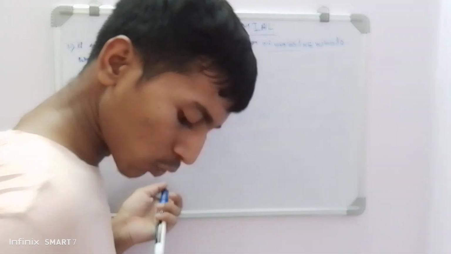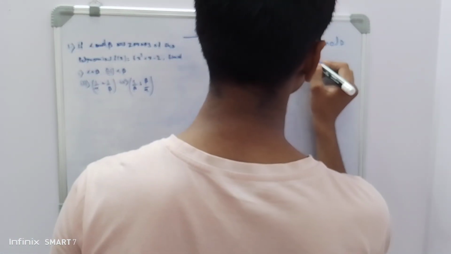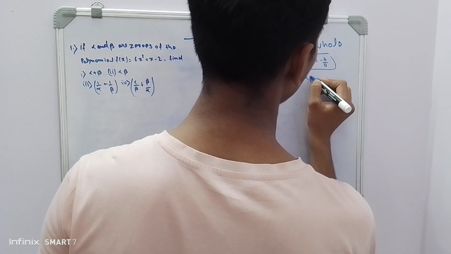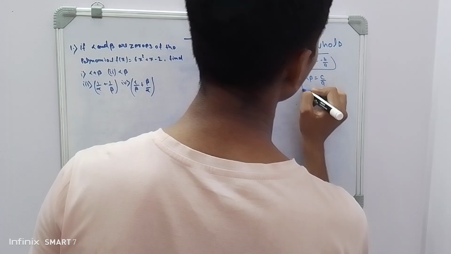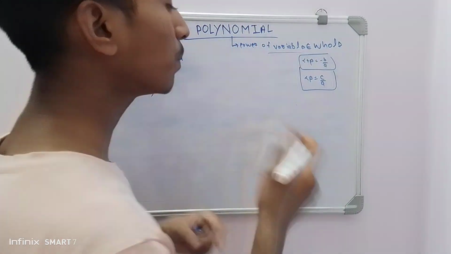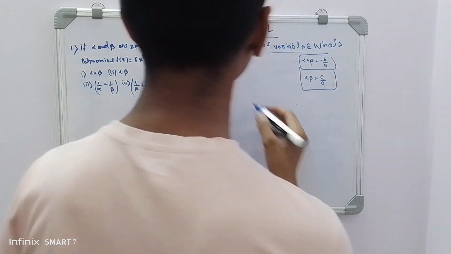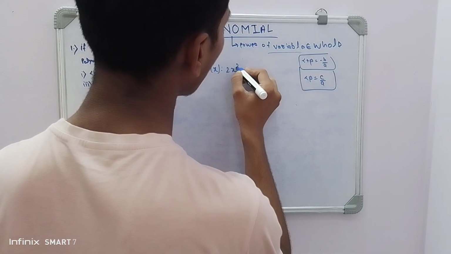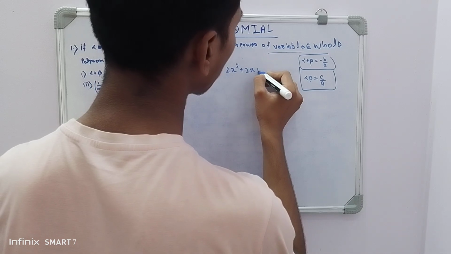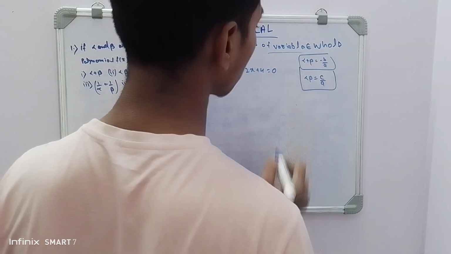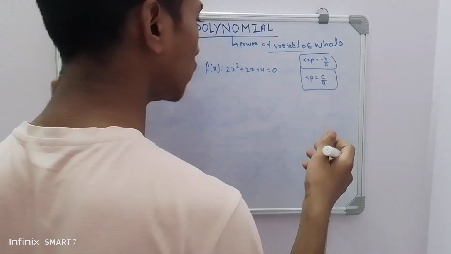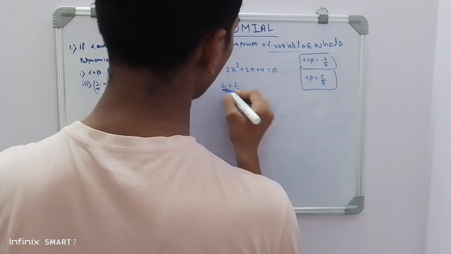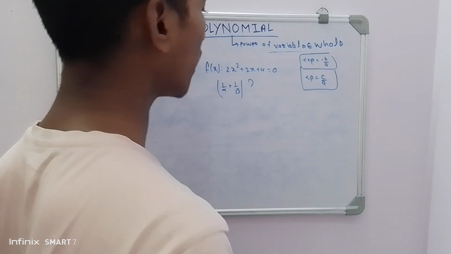So now I am going to write here the relation, which is alpha plus beta, which is minus b by a, and alpha into beta, which is c by a. These are the two things which you have to remember. Now practice some difficult questions over this concept. Let's suppose we have a polynomial f(x) like this, 2x square plus 2x plus 4 equal to zero. Then if I ask you to find 1 by alpha plus 1 by beta, the value of this one, then how will you find it?